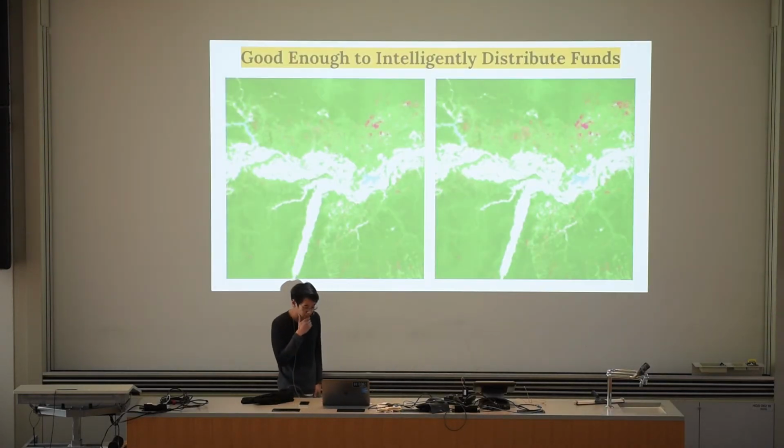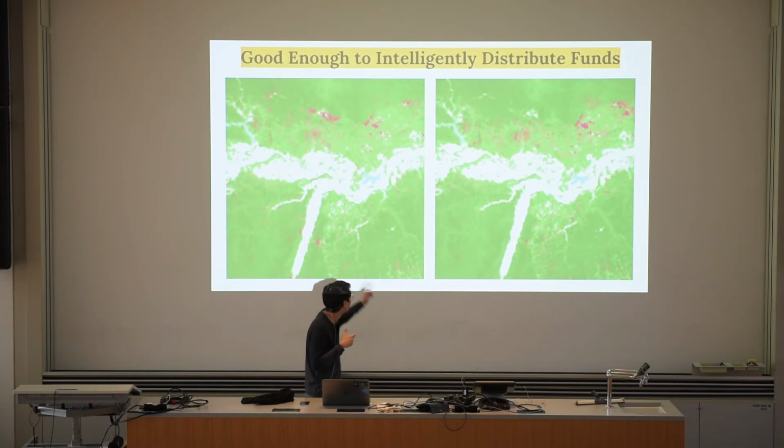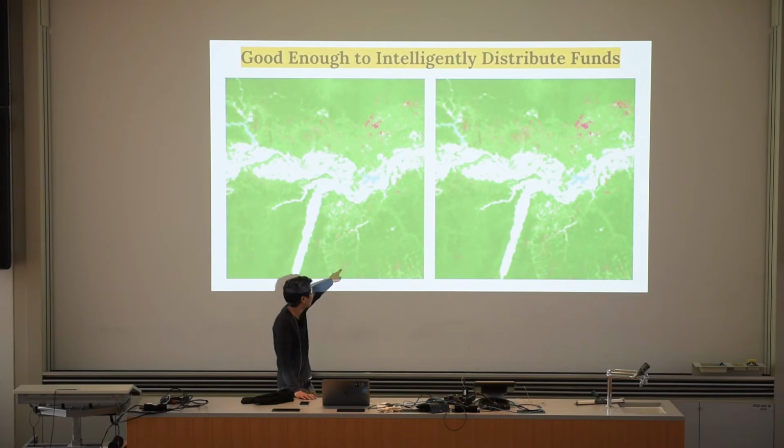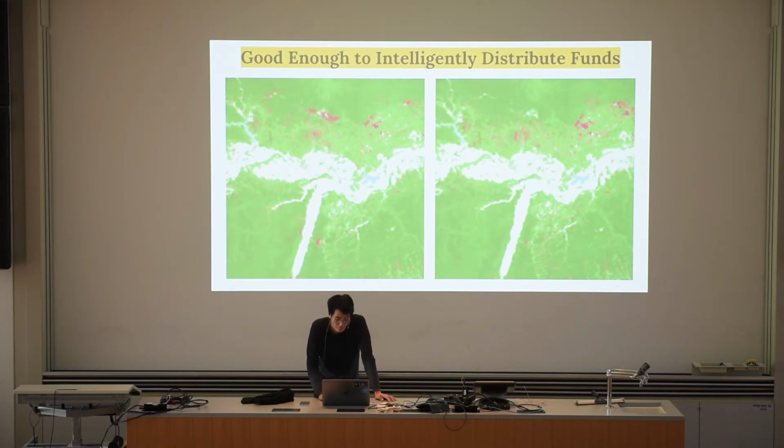So let me show you some initial results. So left, this side here, is actually the ground truth data, and the right is the predicted spread of deforestation from the neural network. You can see it is actually very, very similar, very close. And even if you look at the small fishbone structures here, you can see it learns that the spread is going a little bit outside like this. So it's good enough to intelligently distribute funds.